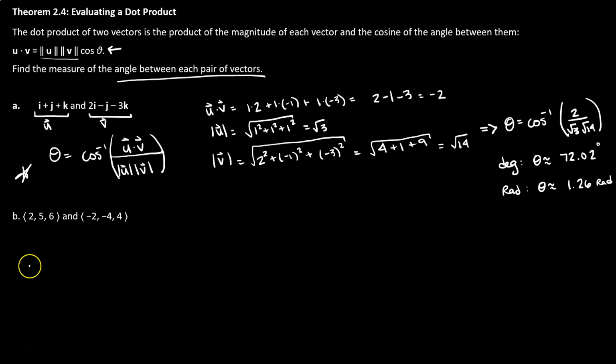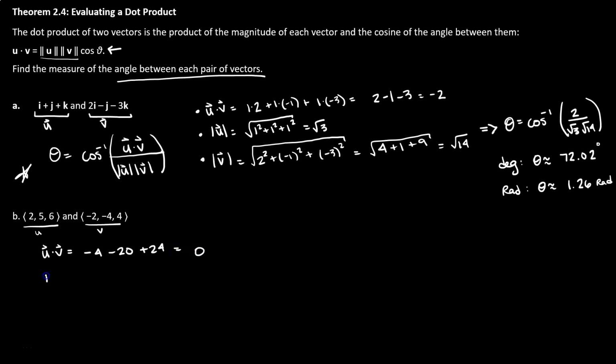Let's try another example of finding the angle between two vectors, this time using component form of two vectors. So again, I need to calculate the dot product and the magnitude of each vector. So we're going to do that first. I'll call the first vector u and the second vector v. Calculate that dot product. Get -4 minus 20 plus 24. That dot product comes out to be 0.